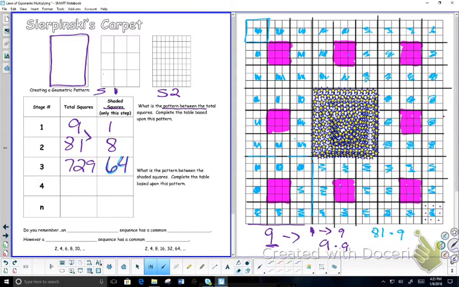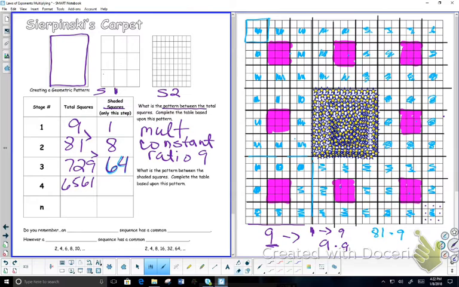But anyway, what I'm looking for now is, let's talk about the pattern between the total squares. So I go from 9 to 81 and 81 to 729. If you'll notice, 9 times 9 is 81. 81 times 9 is 729. So to do this, I am actually multiplying by a constant ratio of 9. Okay? And if I were to do that, 729 times 9 would be 6,561.